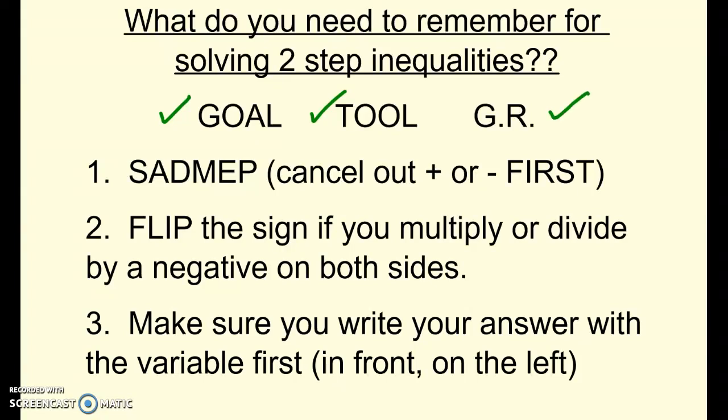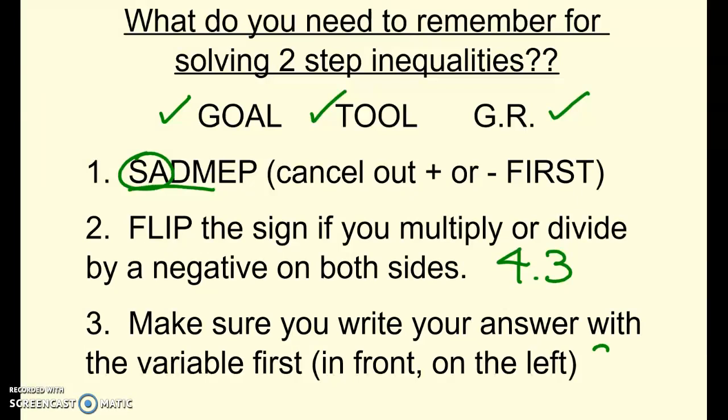So 3 main things though. Remember to follow SADMEP, canceling out adding and subtracting first. Second rule, make sure you flip the sign if you multiply or divide by a negative on both sides. This is what we talked about in video 3 or section 4.3. If you forget to flip that sign around, now you have the wrong answer. So careful with those. And then make sure you write your answer with the variable first or on the left.